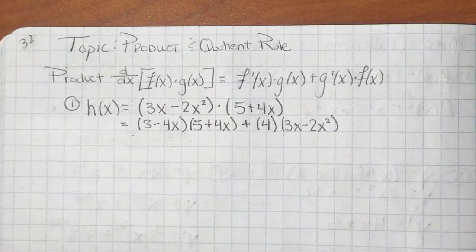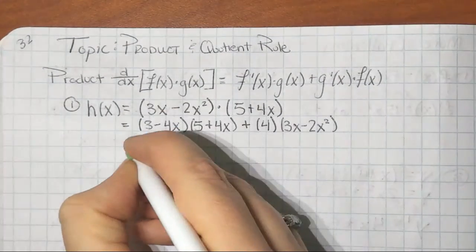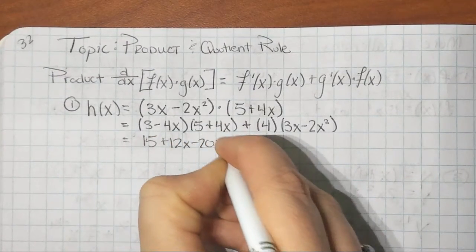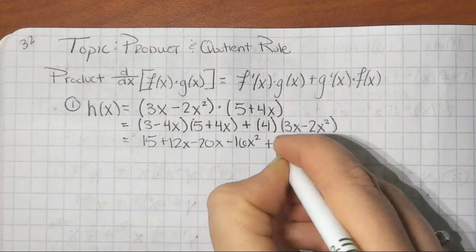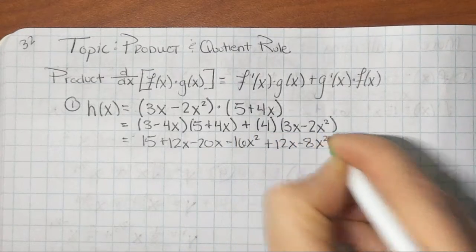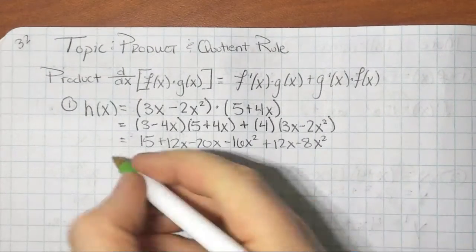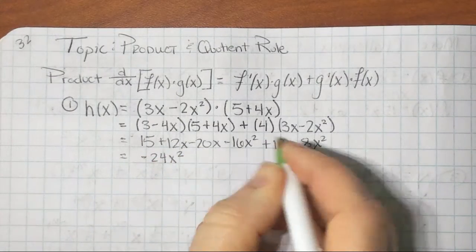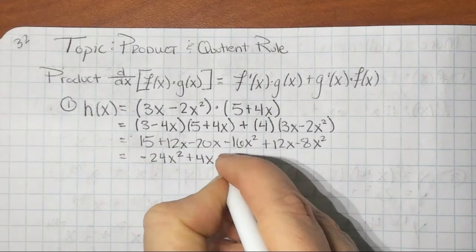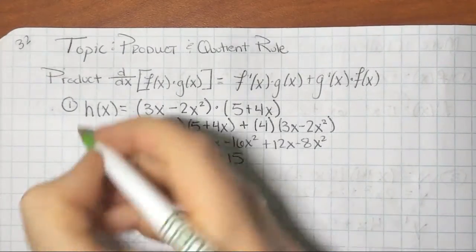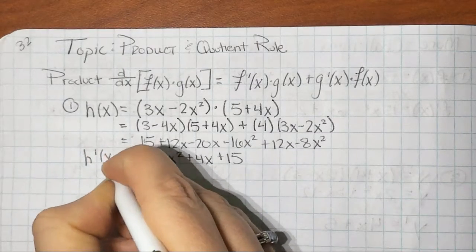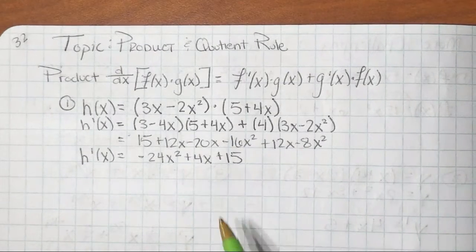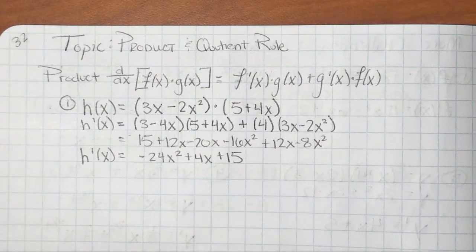Now what you could do is go through and simplify it. If I did that, I'm going to get 15 plus 12x minus 20x minus 16x squared plus 12x minus 8x squared. That's just some algebra for you. I'm going to combine my like terms and put it in standard form all at the same time. So negative 24x squared plus 4x plus 15. So what this means is this is now h prime of x. That is the derivative of that top function.